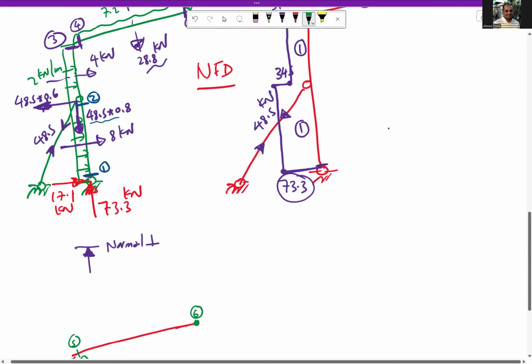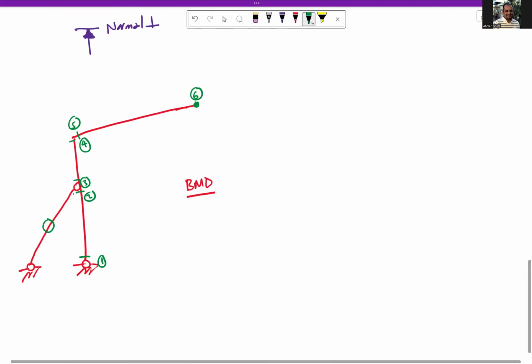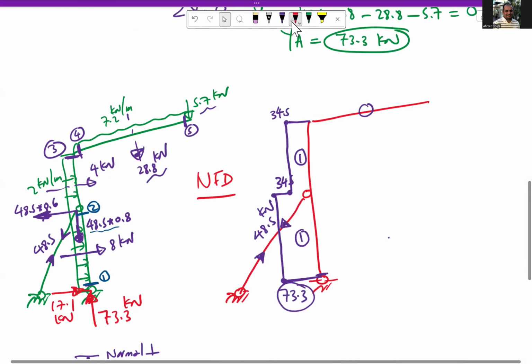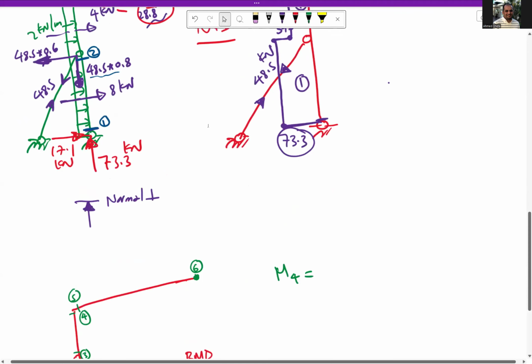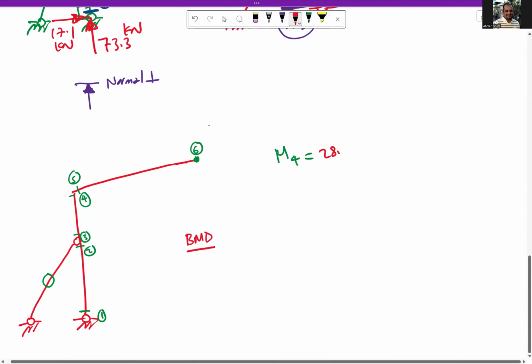The moment at section 4, so I can write it here, M4 will be, if we look at M4, we take this part. So at M4, this force and this force are causing moment at section 4. So M4 will be 28.8 times 2 plus 5.7 times 4. So the moment is 80.4 kilonewton meter.